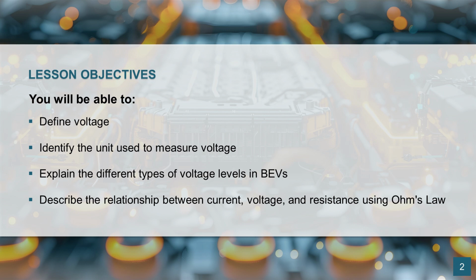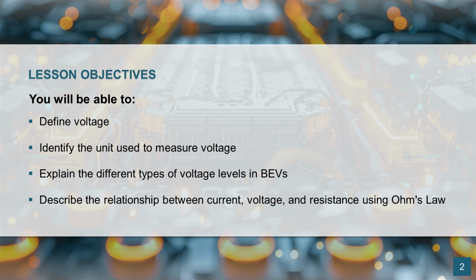By the end of this lesson, you will be able to define voltage and explain its role in electrical circuits. Next, you will be able to identify the unit used to measure voltage. Next, you will be able to explain the different types of voltage levels in battery electric vehicles. Finally, you will be able to describe the relationship between current, voltage, and resistance in battery electric vehicle circuits using Ohm's law.